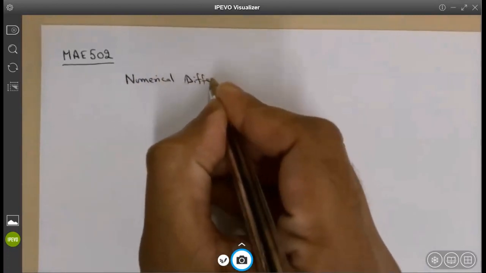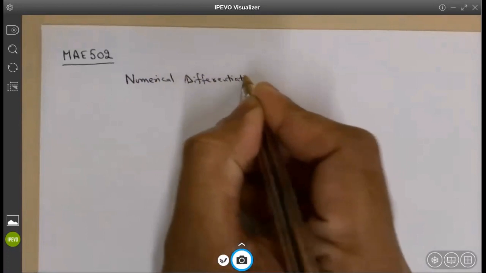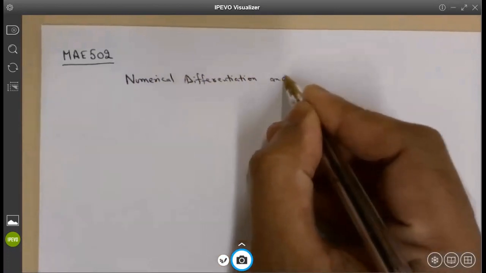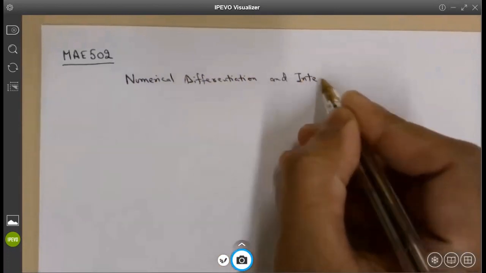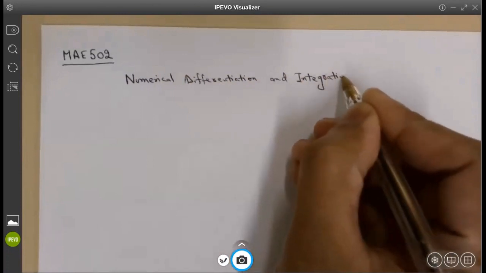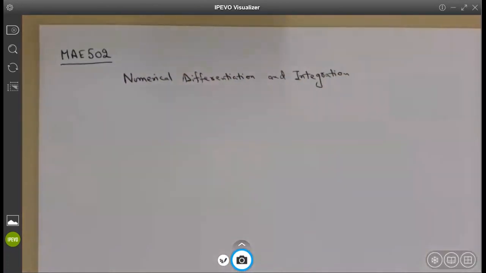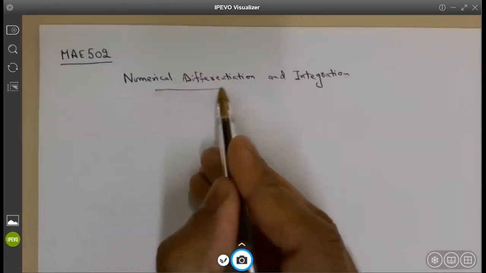Numerical differentiation, and the subsequent topic would be integration. So we'll start with differentiation and then we will move towards integration. So when we talk about numerical differentiation, what basically does it mean?